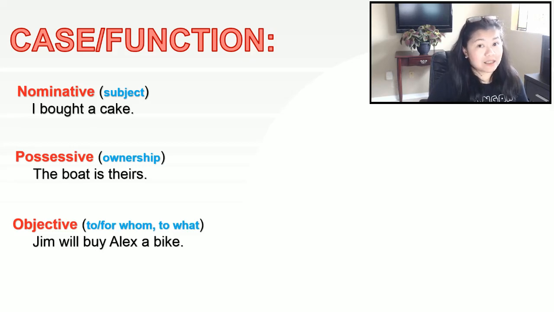Last is the objective. As I have mentioned to you previously, it answers the questions to whom, for whom, or to what. Jim will buy Alex a bike. For whom will Jim buy a bike? The answer is Alex. So that's how the objective noun functions.